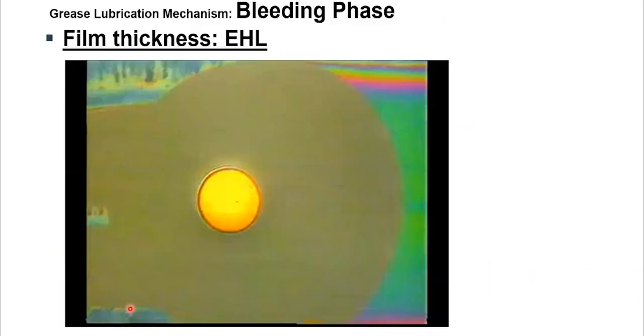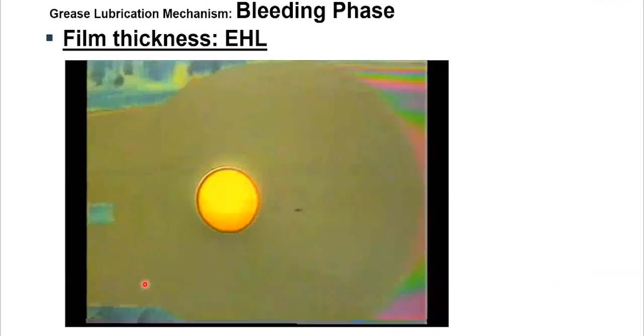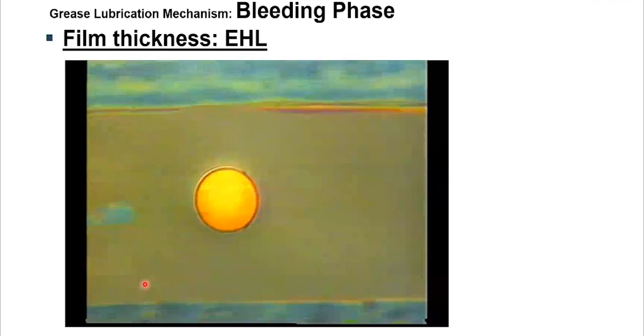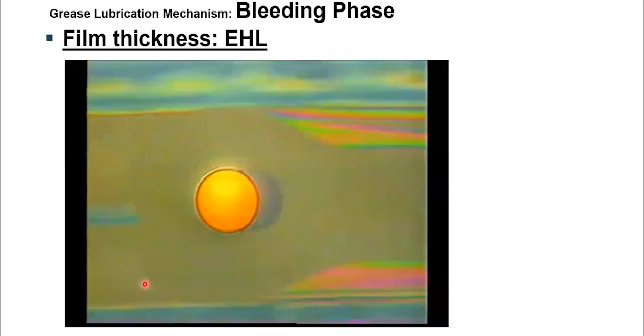So this is a ball on disc configuration. What you see is there is a ball and there is a disc, the ball moves on the disc, and there is a lubricant layer which we put. And what we do here is we slowly start to increase the speed of the rotation.